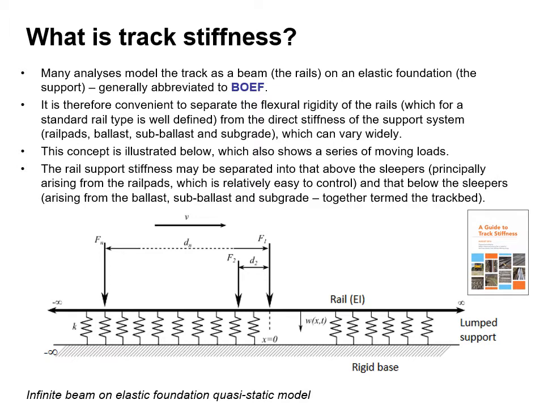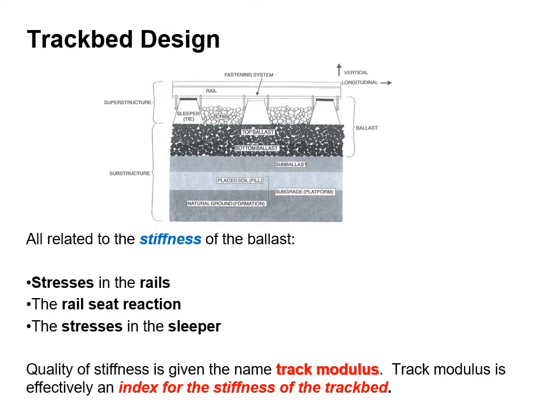The rail support stiffness may be separated into that above the sleepers, principally arising from the rail pads, which is relatively easy to control, and that below the sleepers arising from the ballast, sub-ballast and subgrade, together termed the track bed. The stiffness of the track bed is related to the stresses in the rails, the rail seat reaction, and the stresses in the sleeper, and is given by the name track modulus. And the track modulus is effectively an index for the stiffness of the track bed.